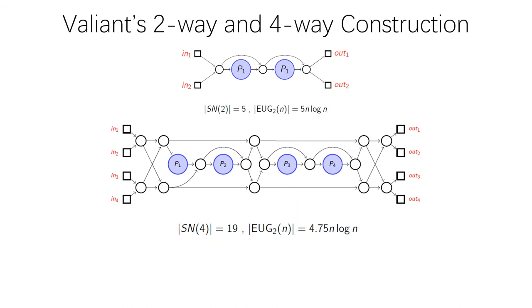Valiant proposed 2 kinds of supernodes: a 2-way supernode of size 5, and a 4-way supernode of size 19. Note that the input and output nodes are not counted in the size of the supernode. These result in corresponding EUGs of size 5 n log n and 4.75 n log n respectively.